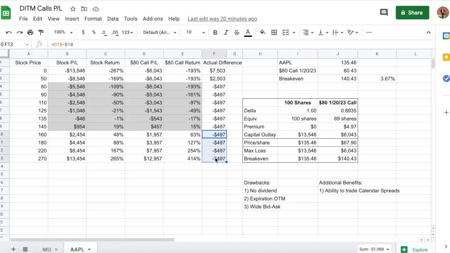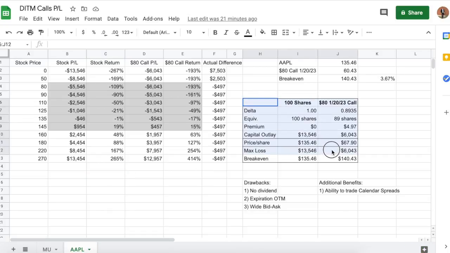Yes, you're still down $497 if you buy the LEAPS over buying the 100 shares on a dollar for dollar basis, but the return is much, much better because of the leverage you're buying. We're going to get into that in just a second, how that math actually works out. But this is the profit and loss chart. So that's kind of the simple version, and I talked about that in the last video, so you can check that out there too.